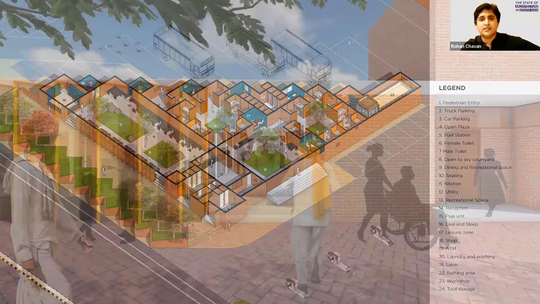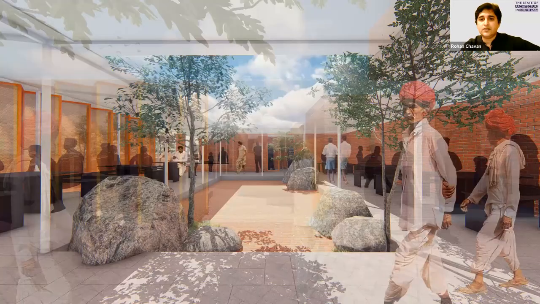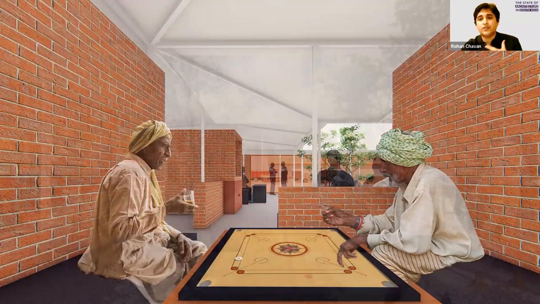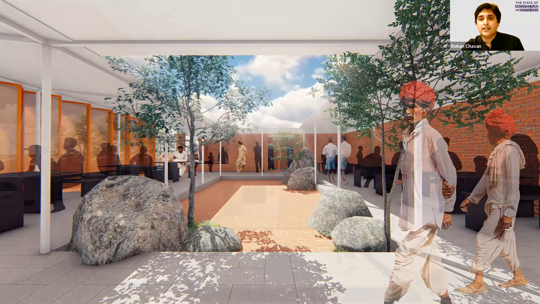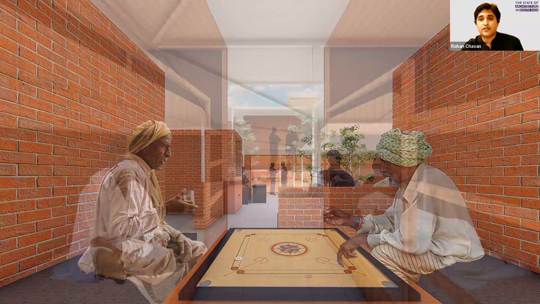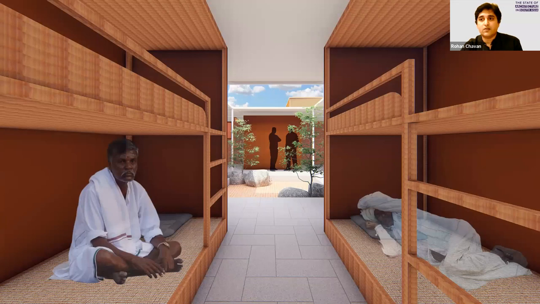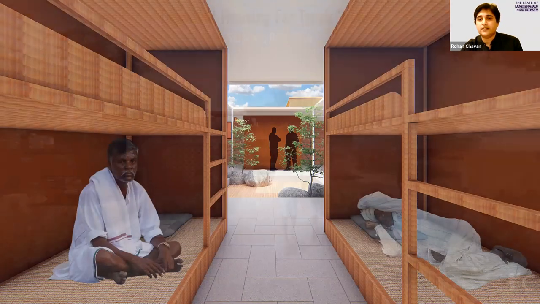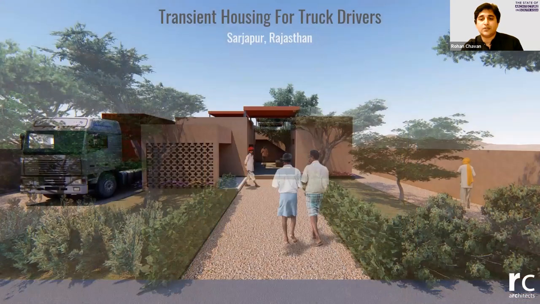And these are the various spaces that we just saw. Since it was located in Chitradurg, we thought the landscape should represent that, and then the spaces. And then we have these niches where the truck drivers can talk to each other and forget their stress. And their dormitories, which are around a courtyard where there are bunk beds. And this is the last project I'm talking about.